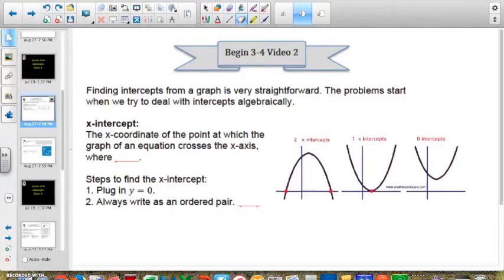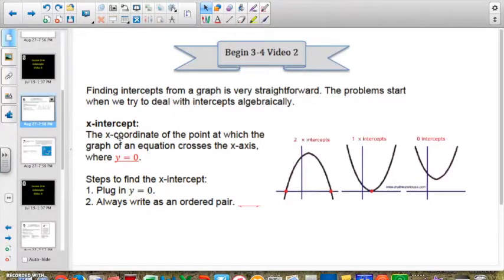So just a reminder, the x-intercept is the x-coordinate of the point at which the graph of an equation crosses the x-axis. And at the x-axis, our y value is always equal to 0. And we're going to use that fact to help us when we're finding the x-intercept.